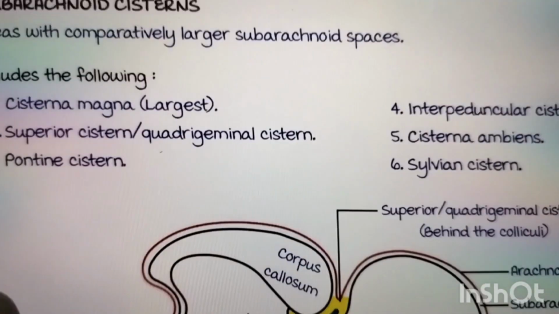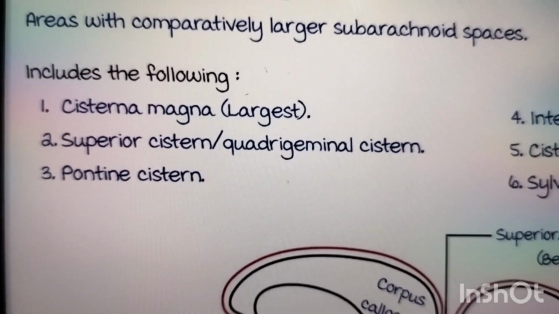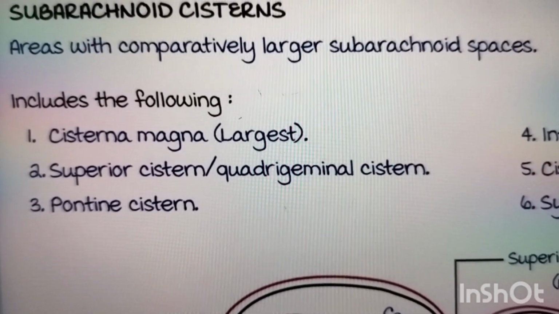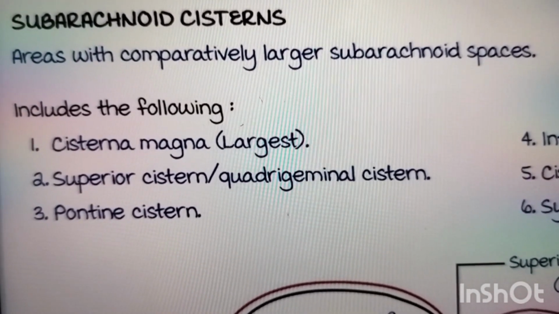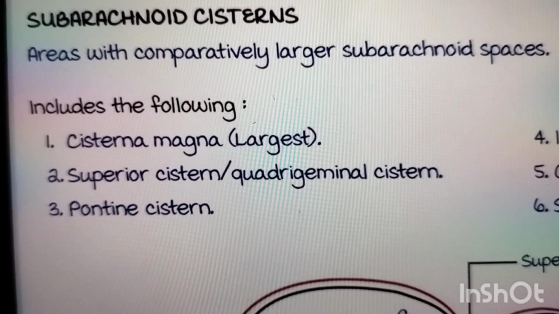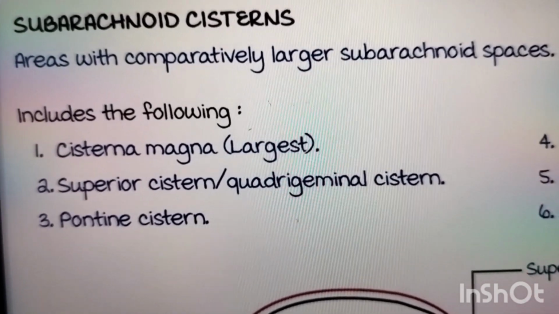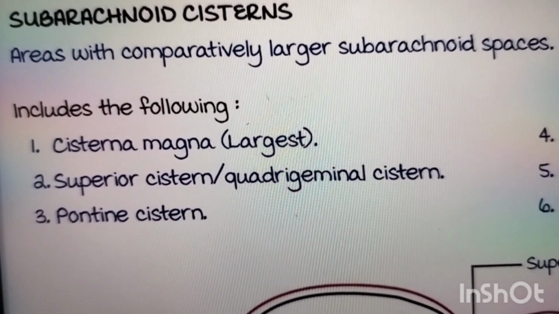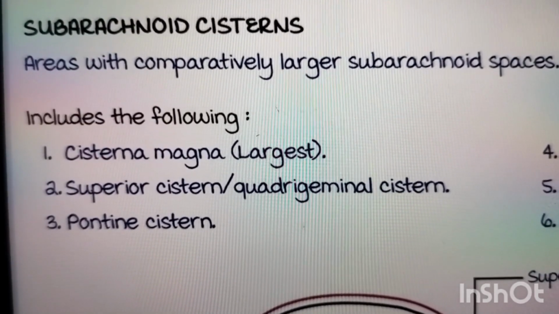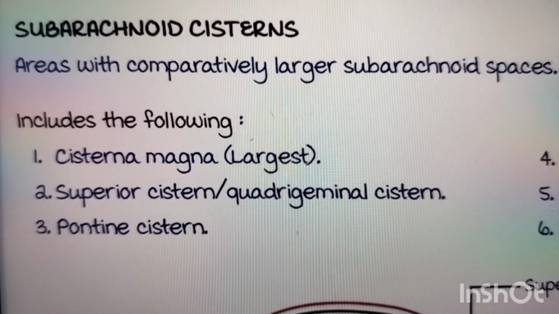I will discuss that with you later. Firstly, cisterna magna is the largest cistern. Superior cistern, I will tell you why it is called the superior cistern and why it is called the quadrigeminal cistern. Corpora quadrigemina, which is part of the midbrain, is just near the superior cistern. The quadrigeminal cistern, or the superior cistern, is behind the midbrain.